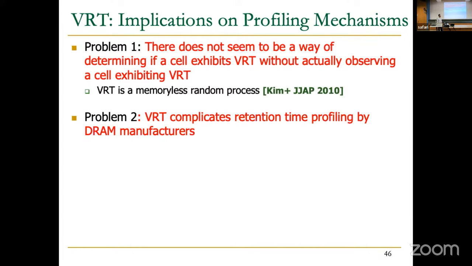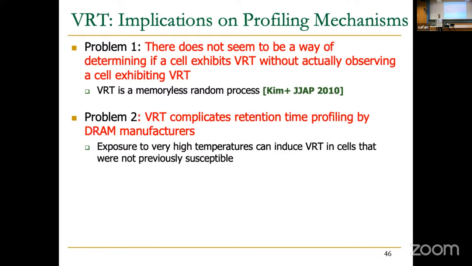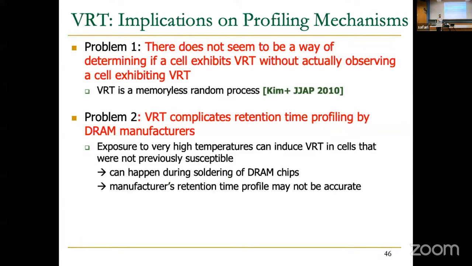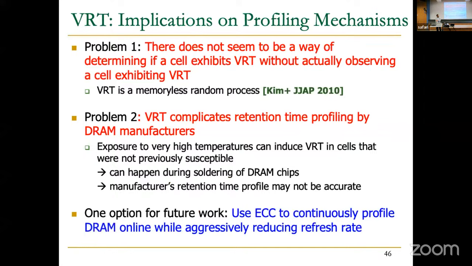You can try exposing the chip to very high temperatures. You can trigger more cells to suffer from VRT basically. There's that effect, so you need to test for high temperatures as well. And it can happen during soldering of DRAM chips, after the manufacturer's retention time profile. There's no real absolute solution for that.